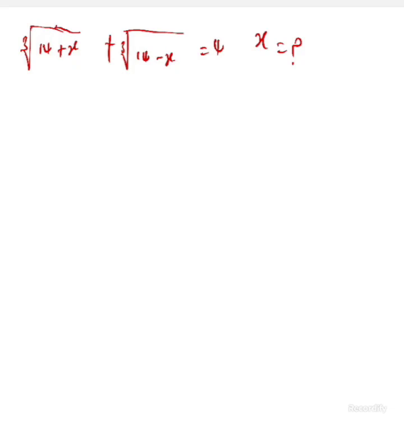So in today's video, we're going to be solving this Olympiad mathematics question. We have cube root of 14 plus x plus cube root of 14 minus x is equal to 4. So we have to solve for the value of x. So how do we solve this problem?